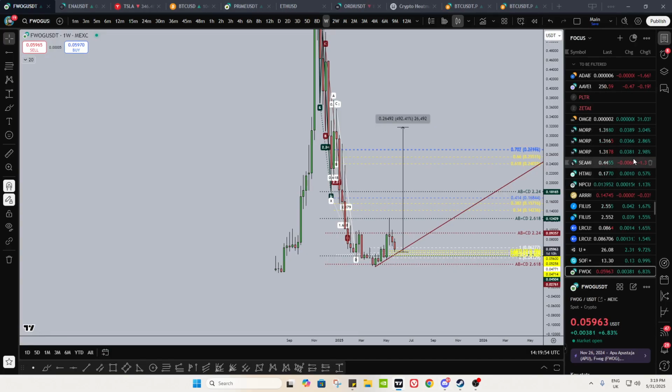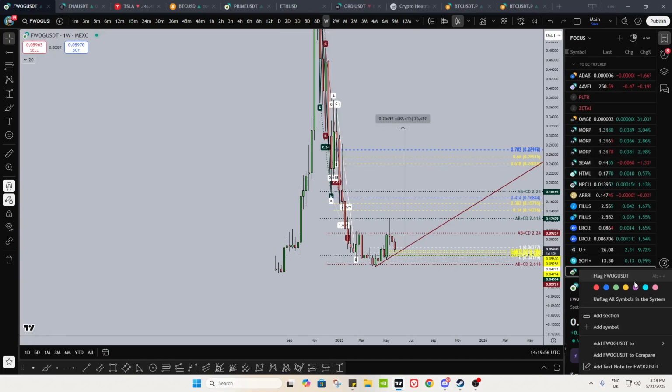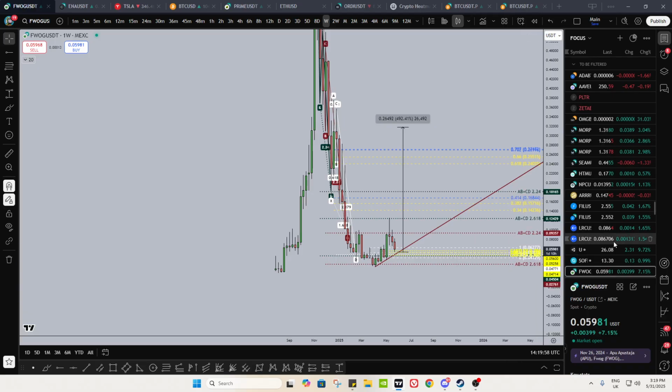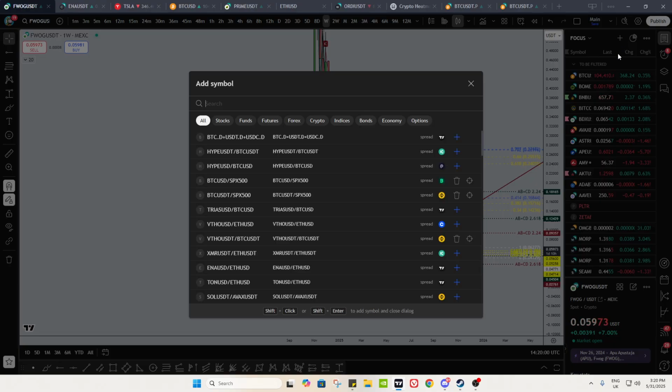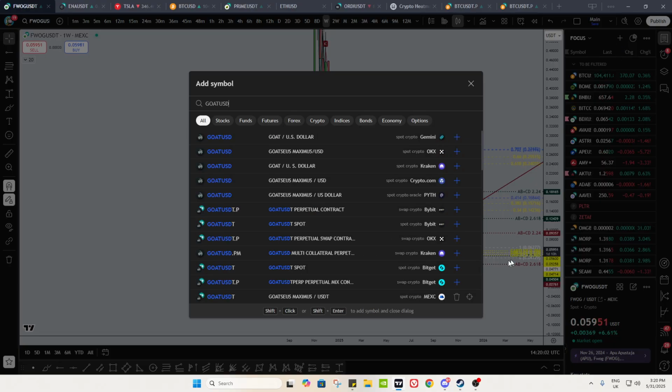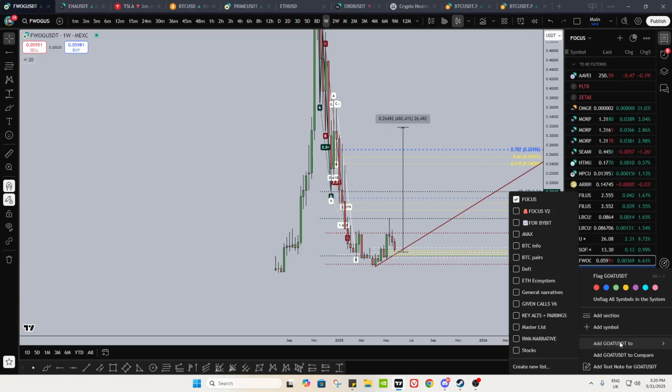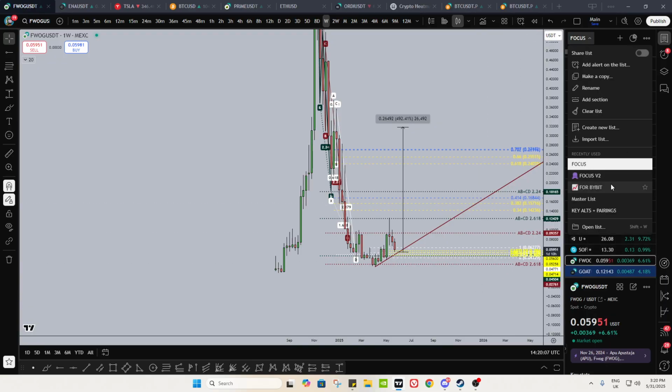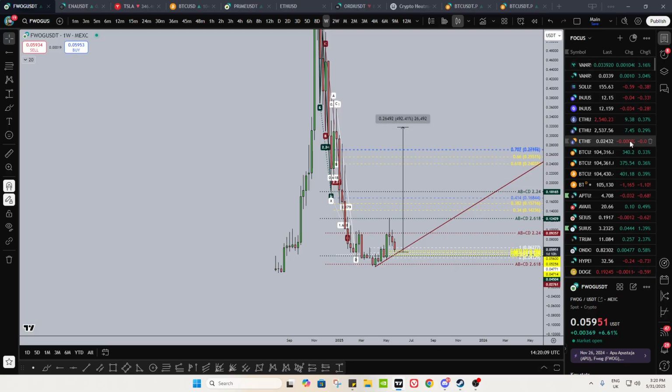So that's fog. Let's take a look. Right, let's go over our main. So let me add fog to, yeah, fog's already there. Goat's the other one we looked at, isn't it? So GOAT, goat. I'll add goat, and I'll create a meme section in Focus V2. But let's go back to Focus, and we'll take a look.